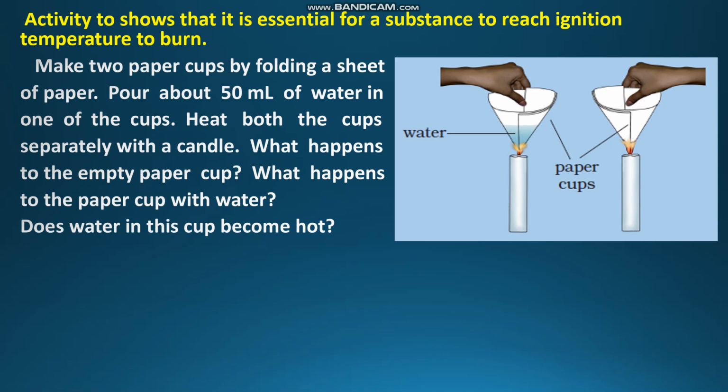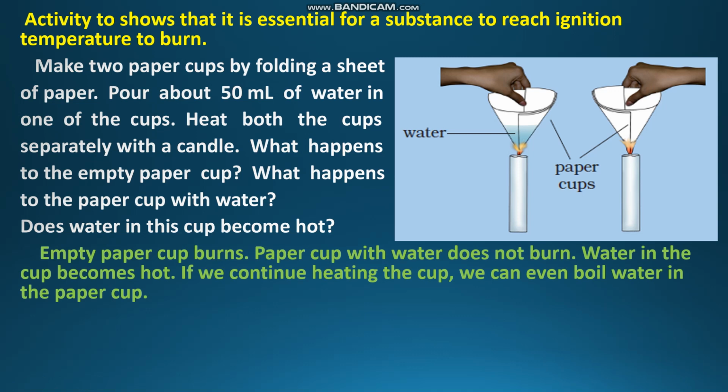What is the reason here? The paper has a very low ignition temperature. So when it reaches its ignition temperature, it burns. But here, the heat produced is transferred to the water by conduction. Conduction is a method of transfer of heat. And if you are heating for more time, the water can even boil. So until the water boils, the paper does not catch fire.